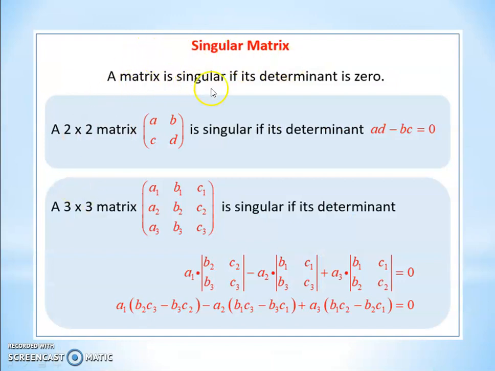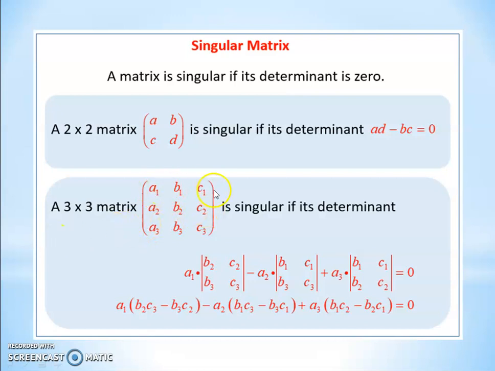A matrix is singular if its determinant is 0. Suppose a 2 by 2 matrix A, with 2 rows and 2 columns, A, B, C, D, is singular if its determinant, that means AD minus BC, is equal to 0. A 3 by 3 matrix A1, B1, C1, A2, B2, C2, A3, B3, C3 is singular if its determinant is 0. How to find the determinant of a 3 by 3 order matrix?